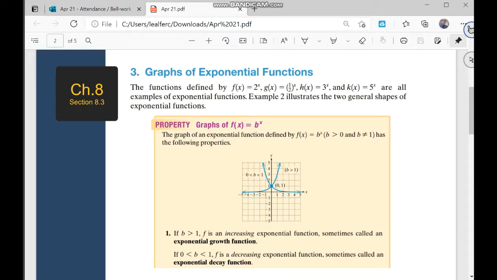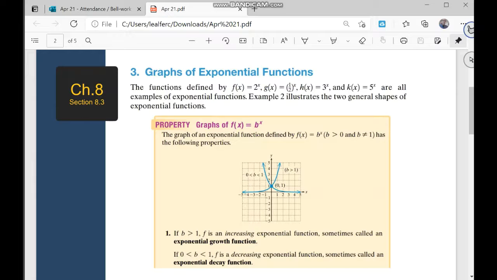Graph of exponential functions. First of all, let's understand a few properties of these graphs, and after that we will draw the graphs. But don't worry, I don't need you to draw the graphs with paper and pencil, okay? I need you to use your computer, your app, and the graphing calculator if you have.